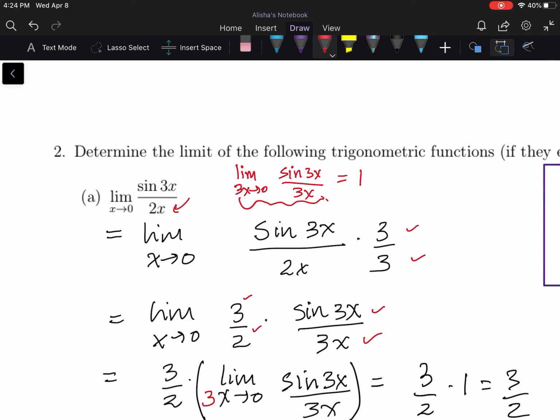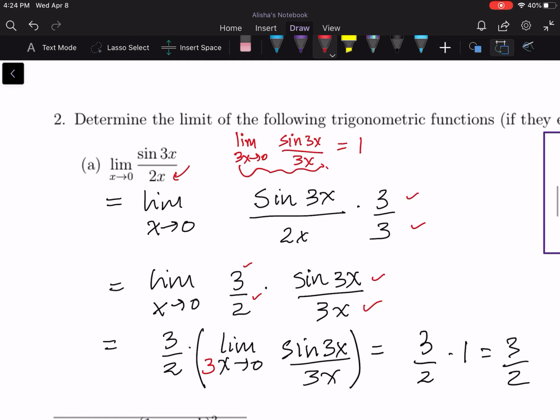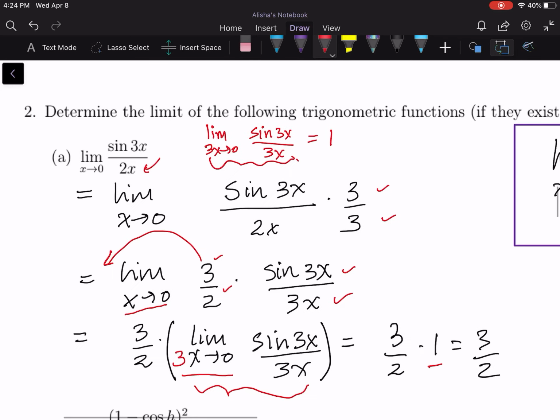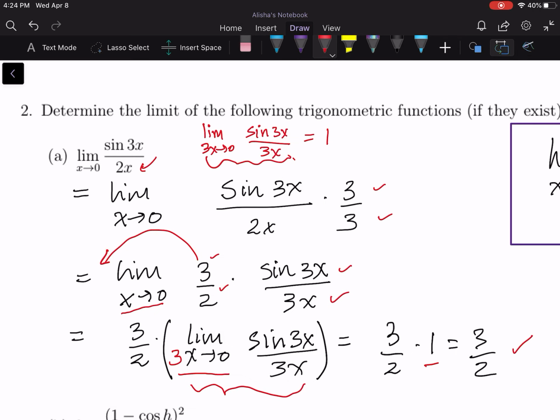And then what I can do is just bring the 3 over 2 outside the limit. It's just a constant. It doesn't matter. And I can rewrite this limit as x goes to 0 instead as the limit as 3x goes to 0, right? Because if x goes to 0, equivalently 3x must go to 0. And now we have exactly what I want because we know that this limit must be equal to 1. And so that gives us the overall answer of 3 over 2.